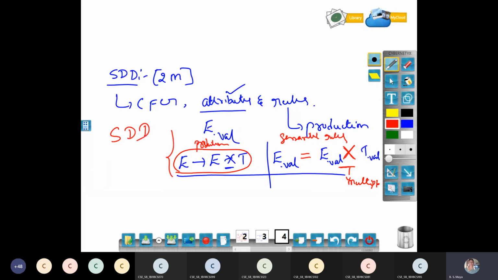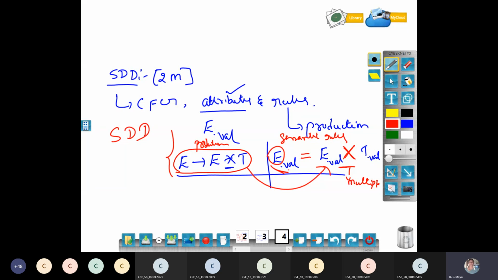See, this process is called syntax directed definition. Is your definition clear? A syntax directed definition is a context free grammar together with attributes and rules. Attributes are associated with the grammar symbol, and E is a grammar symbol. The rules are associated with the productions.